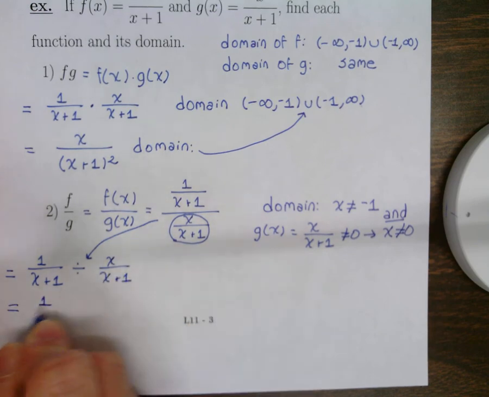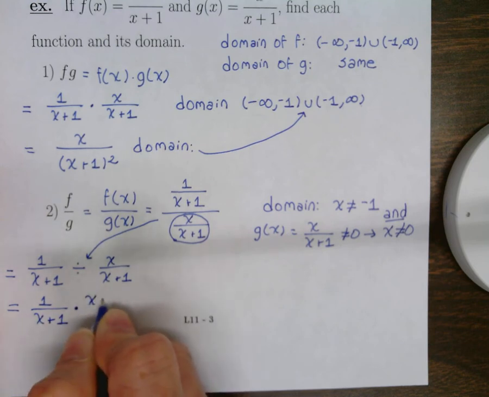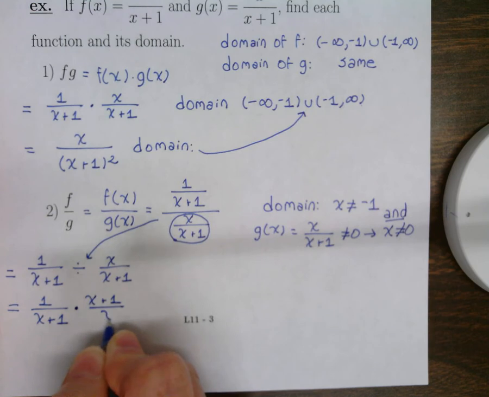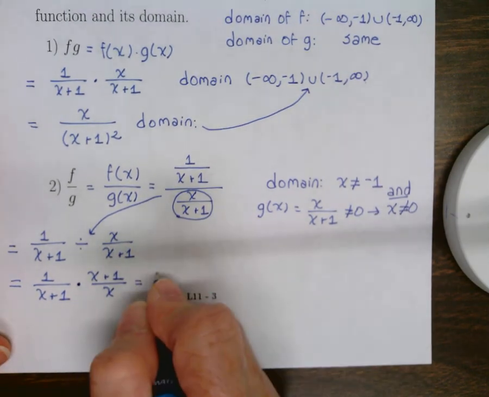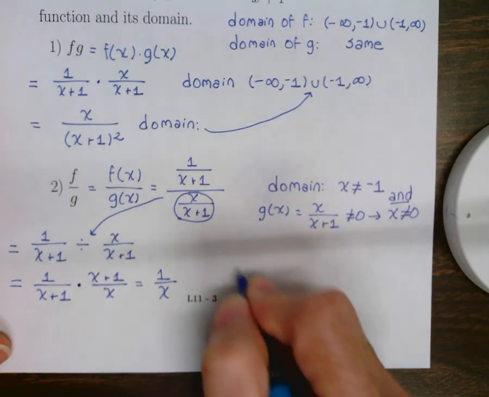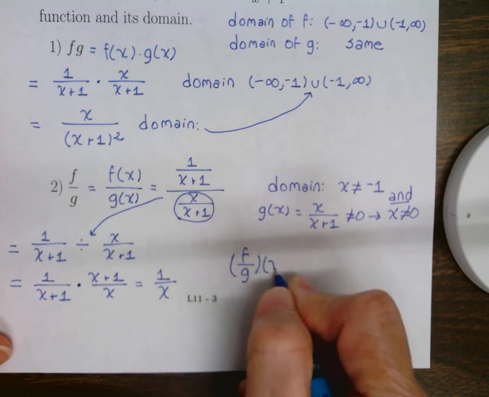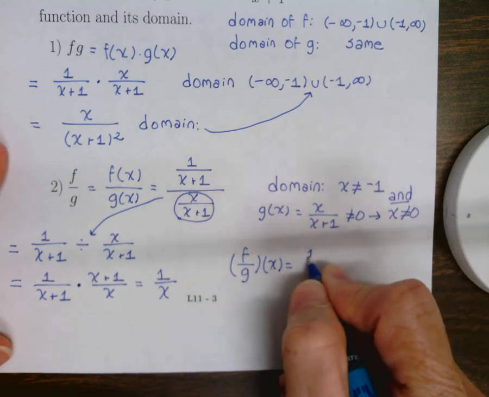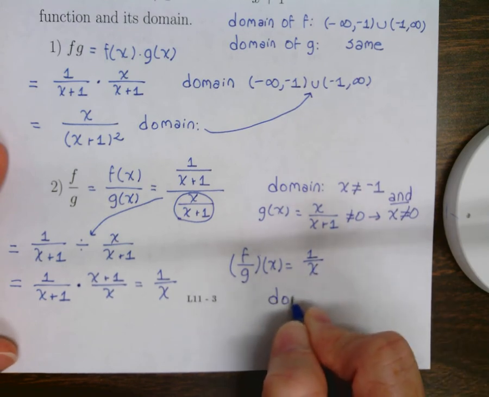And that's 1 over x plus 1. And we know we flip that to accomplish that operation. The x plus 1's cancel, so it's 1 over x. So f over g of x is 1 over x. Now the question is, what is its domain?